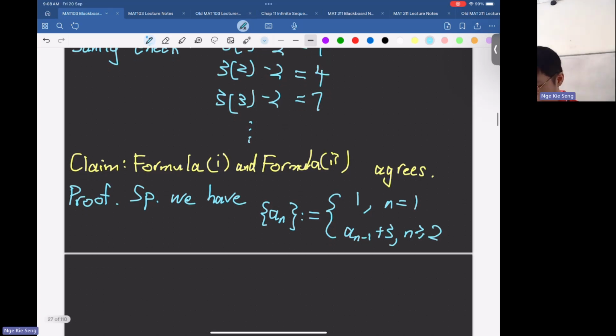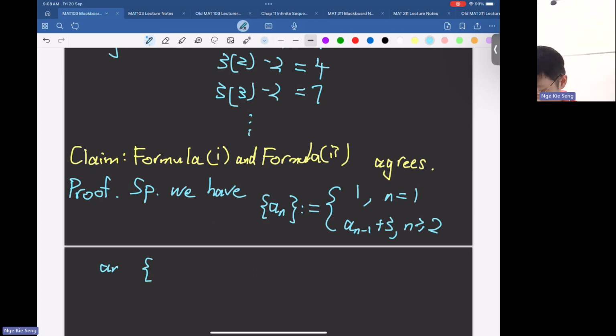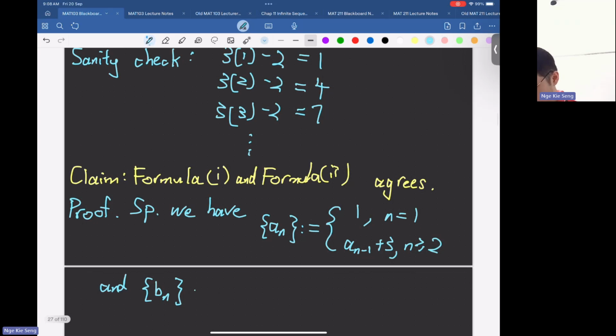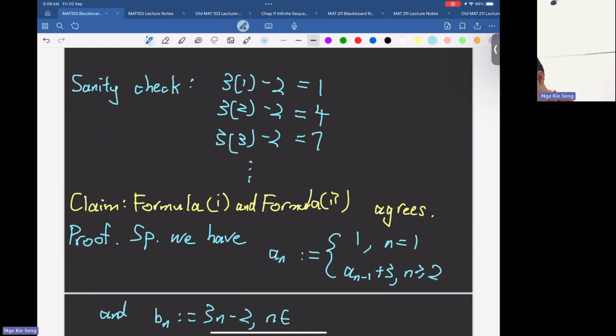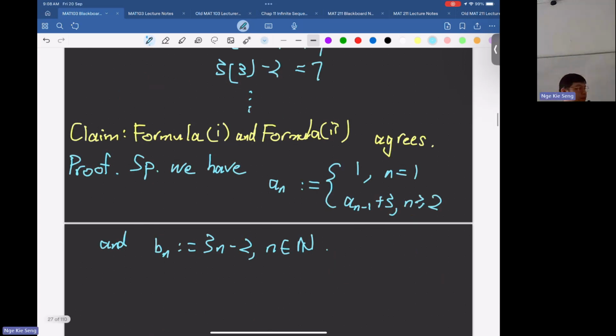Okay. And the other one we have B_n. Let's call it B_n so that we don't confuse ourselves. There are two different sequences here. So B_n is defined by, let's see, how should we put this? Maybe we remove this, it's better, because we are defining in terms of the nth term. So B_n equals 3n minus 2. That gives us two sequences here. I define the sequence using the nth term.